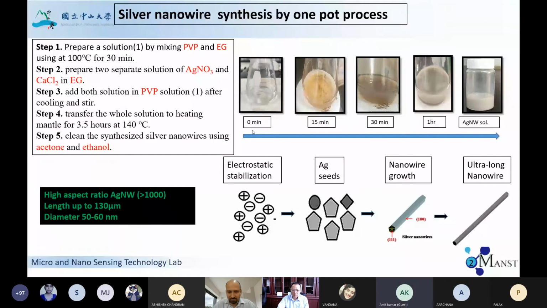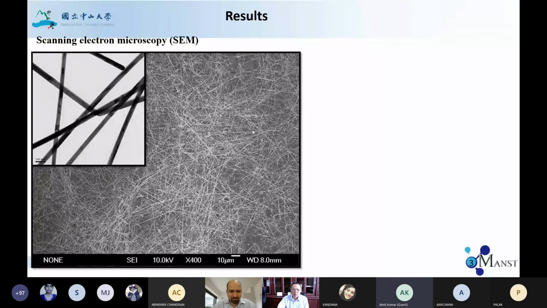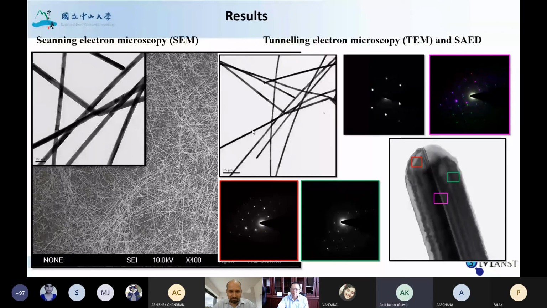So these are some results from my synthesized silver nanowires. You can see the silver nanowires from the SEM image. The silver nanowires are more than 100 micrometers long, and in the smaller picture you can see the diameter is less than 100 nanometers. That shows the aspect ratio of the nanowire is more than 1000. So these are some characterizations of TEM and SAED, which show single crystalline silver nanowires with a twinned structure.